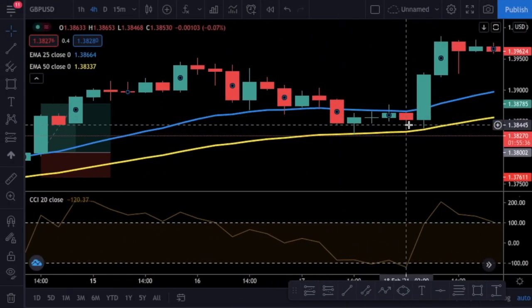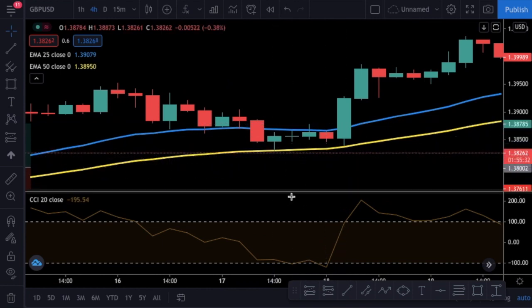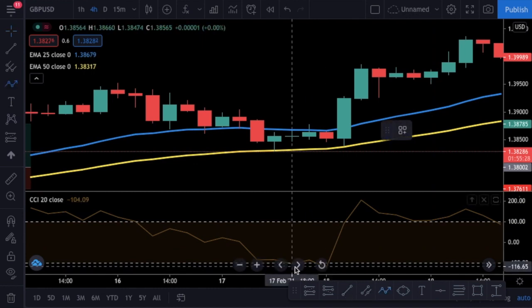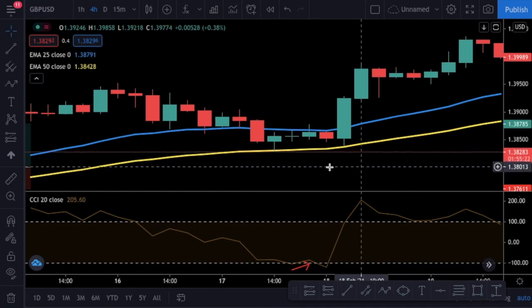Let me answer a question you might ask: what happens if we get a second signal after the first one? Like it happens in this example. Well, it is up to you. You can enter another position if you want to. But personally, I just trade the first signal.